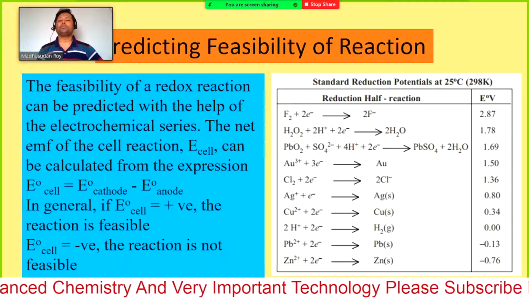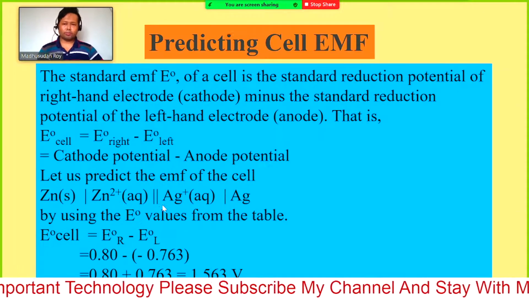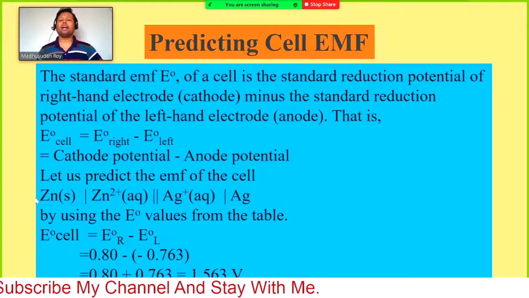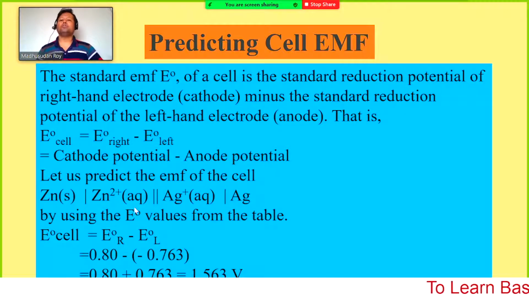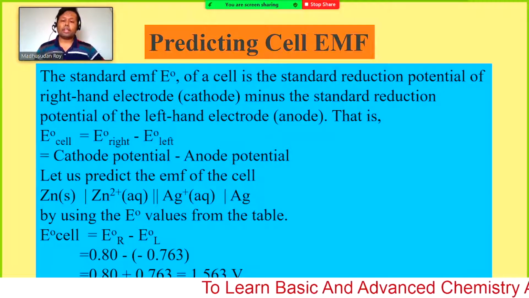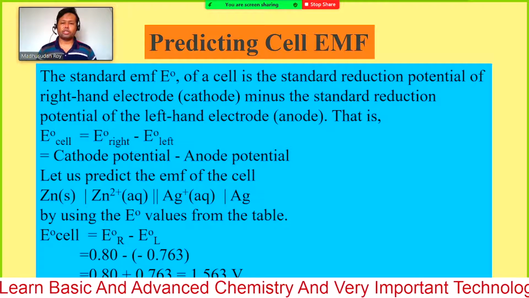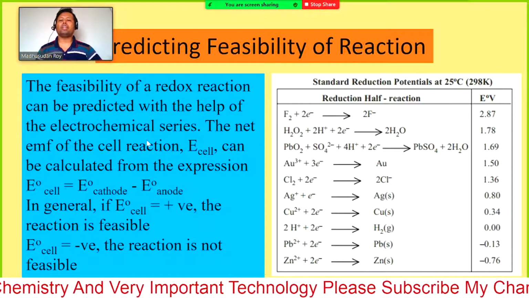Now let's see predicting feasibility of a reaction. We have some cell, which is actually a kind of chemical reaction. That means if the reaction proceeds spontaneously, then we will get some electricity or some current out of the reaction. But whether the reaction will happen or not, let us consider the feasibility of a redox reaction, which can be predicted with the help of the electrochemical series.